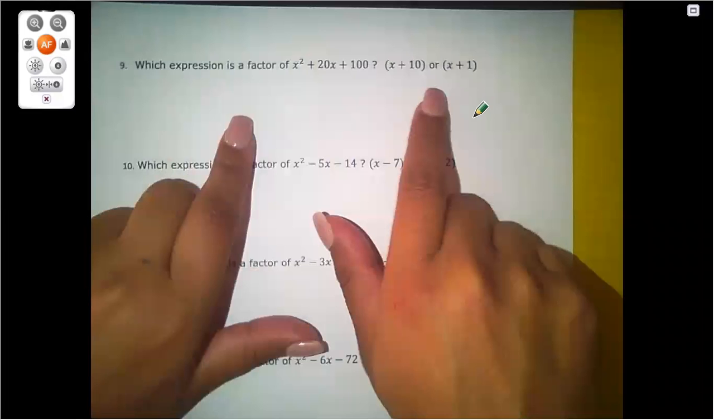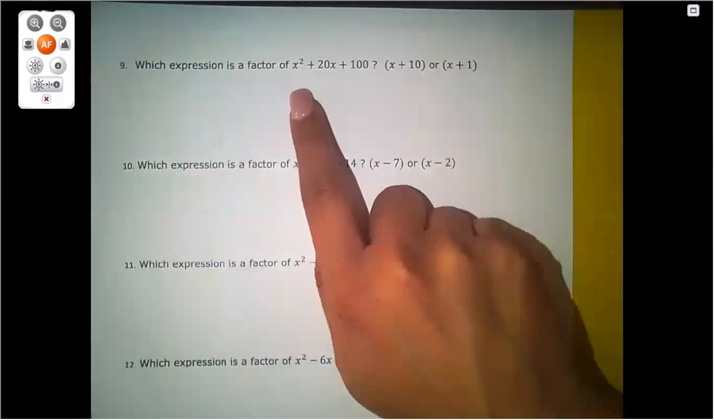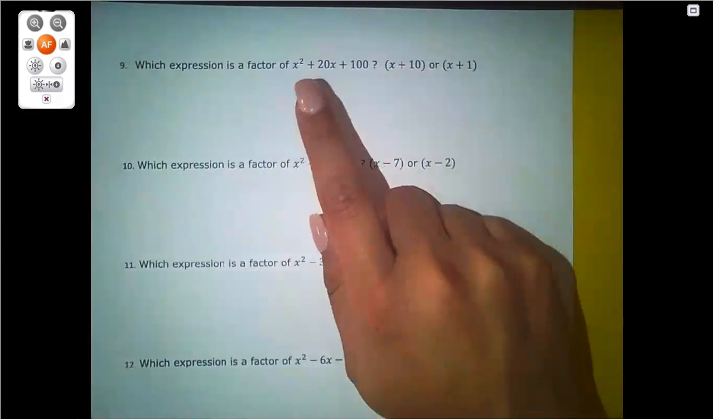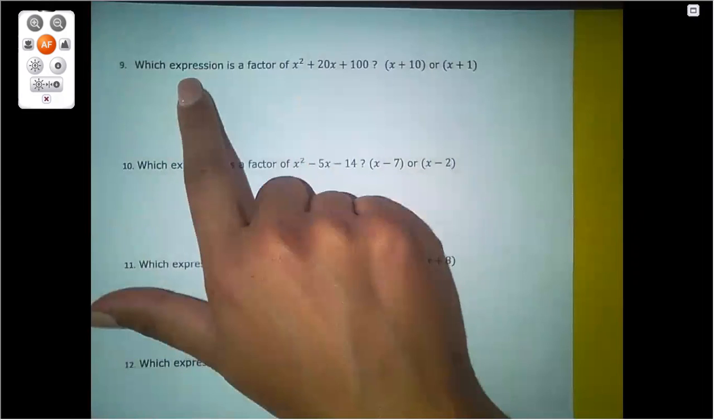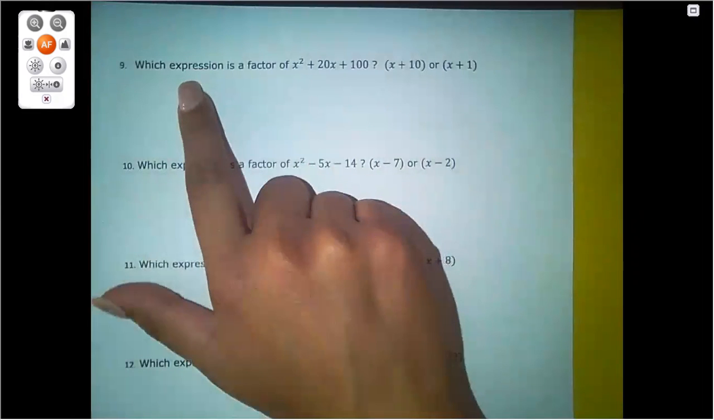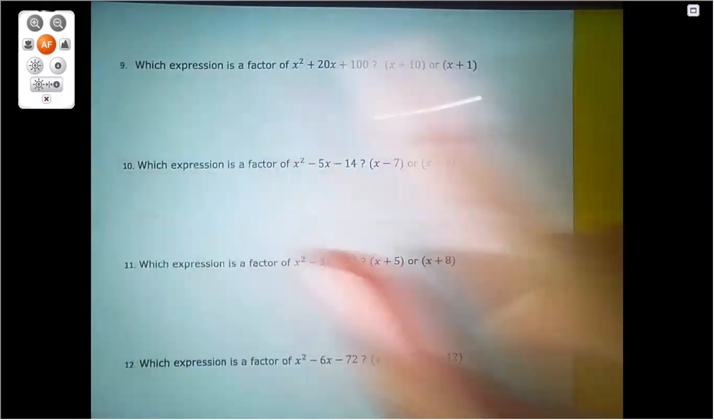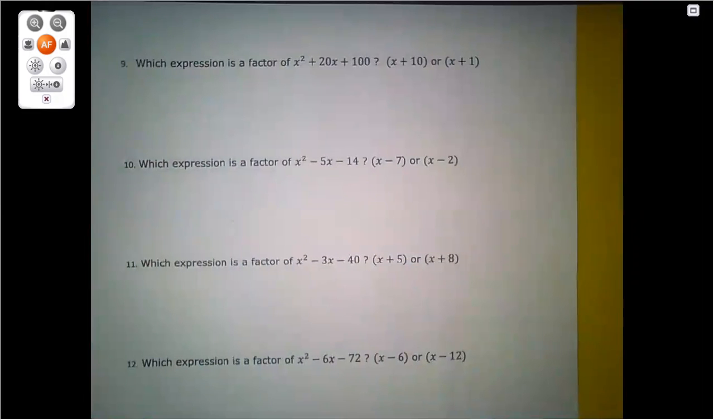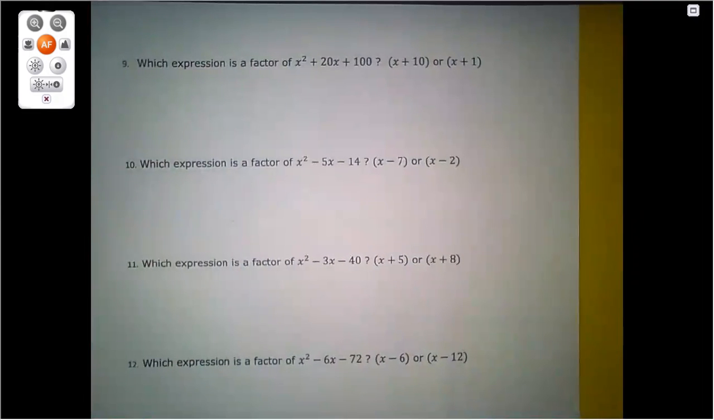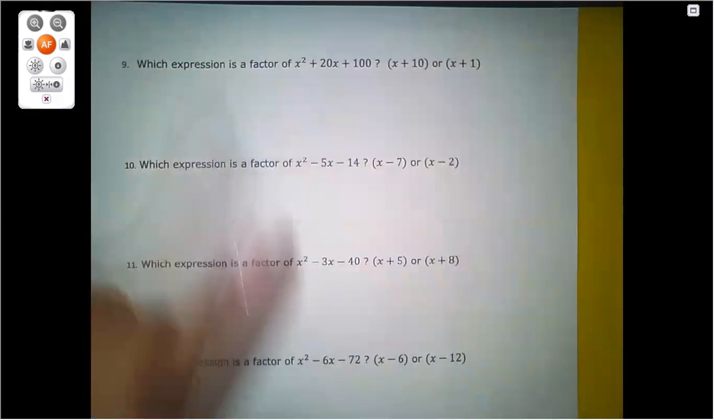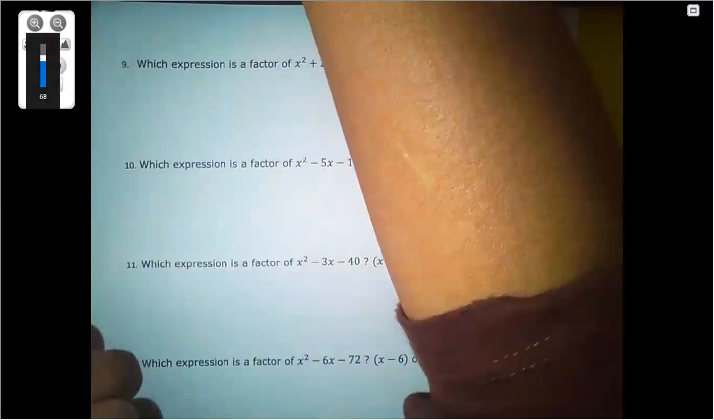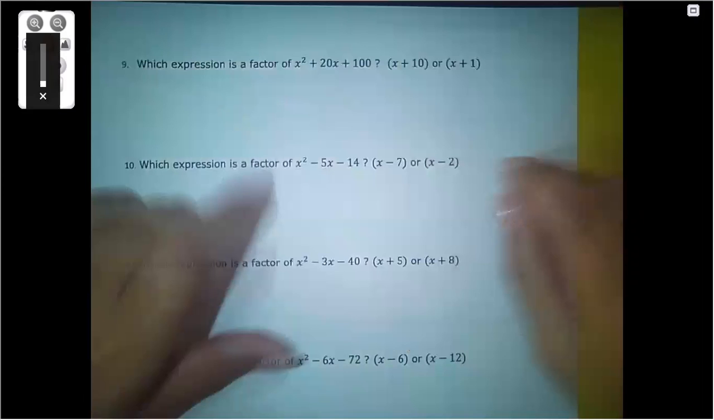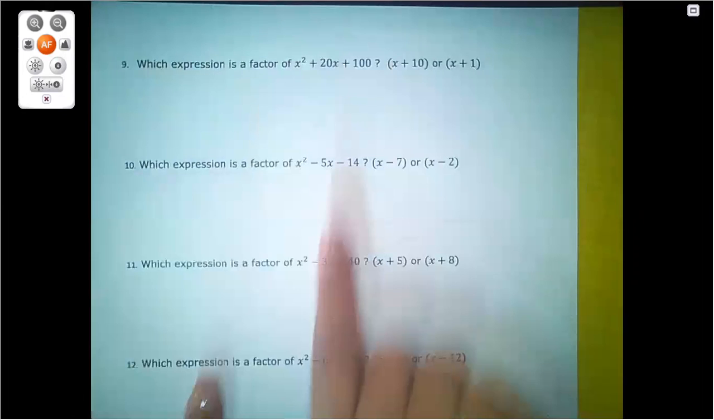Okay, so this is your homework right here. It says, which expression, what? The microphone is like on. Which expression? Okay. Nope. Let me turn this down. No, look at 9 through 12 right here.